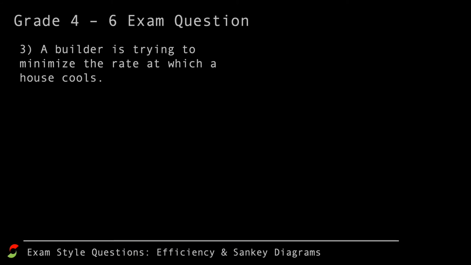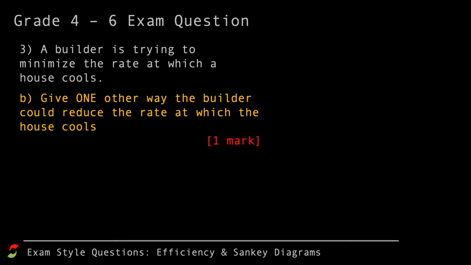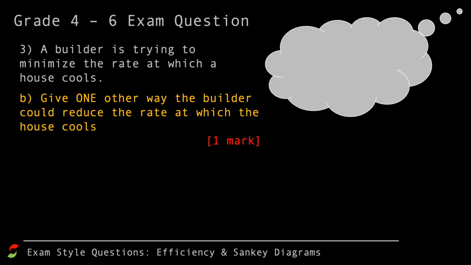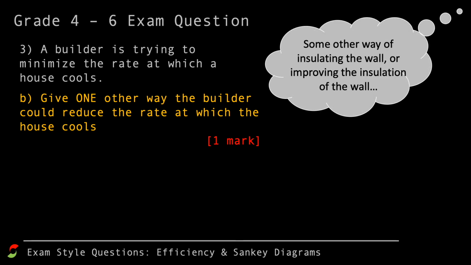Okay, part B then. Part B is another way in which the builder could reduce the rate at which the house cools. So we're thinking about some way of insulating the wall or improving the insulation of the wall. And if you know about houses, they've got a cavity, so we could add a layer of insulation to the wall cavity. That would be one possible way of getting our 1 mark there.